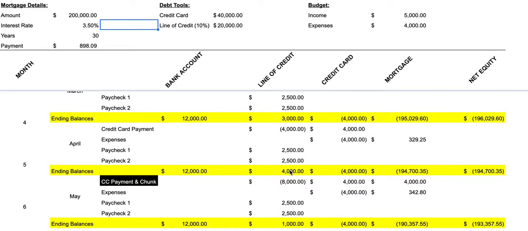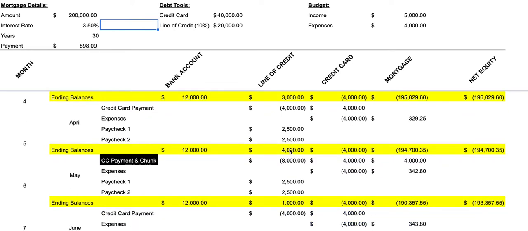We're going to make that next chunk. Remember, you've got to build it back up, because you don't want to use too much of your line of credit. You don't want to just toss the whole 20,000, and it's going to affect your credit utilization. So once it builds back up to 4,000, that's our range for our chunks. What we're going to do is make that next chunk. So see right here, it says credit card payment and chunk. So you're going to make the credit card payment and the chunk right here. So instead of negative 4,000, you're going to have negative 8,000. Half for the credit card, half for the mortgage.